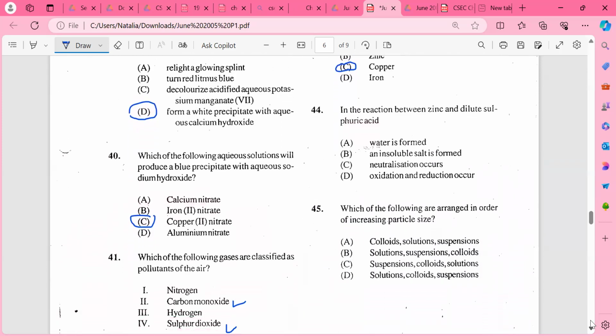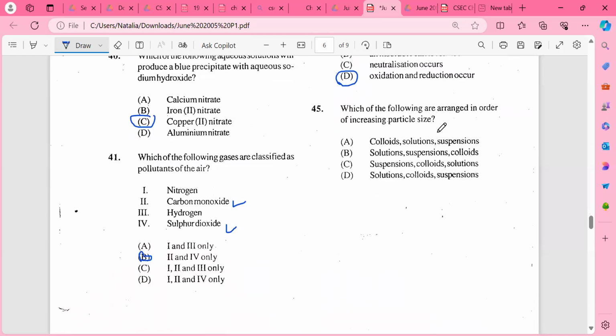In the reaction between zinc and sulfuric acid, when zinc reacts with sulfuric acid, we form salt and hydrogen gas. Zinc moves from 0 to +2. Hydrogen moves from +1 to 0. So that's oxidation reduction. Which of the following are arranged in order of increasing particle size? The solution, colloid, then suspension. D.